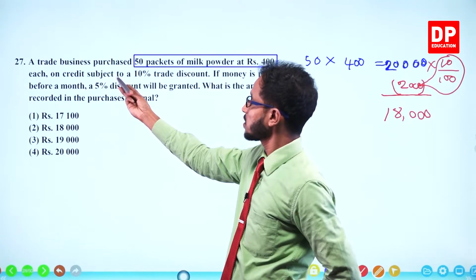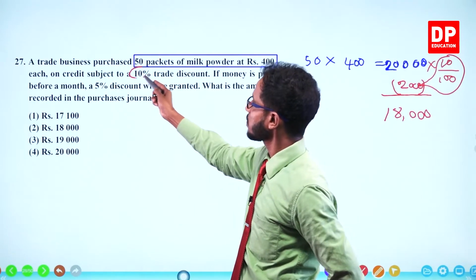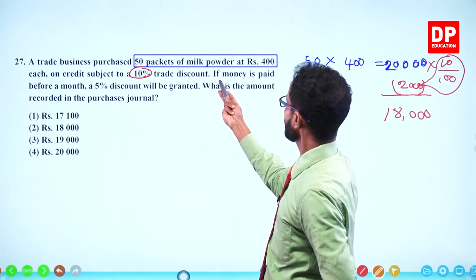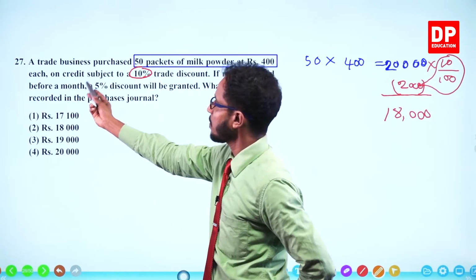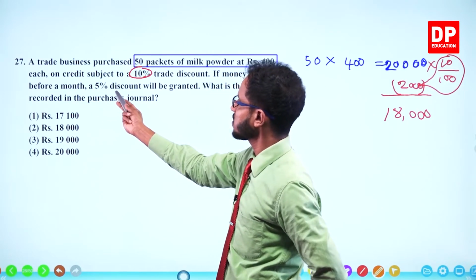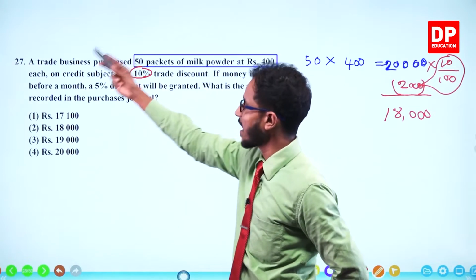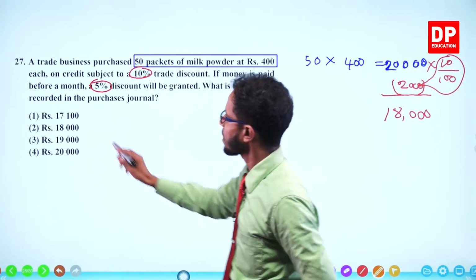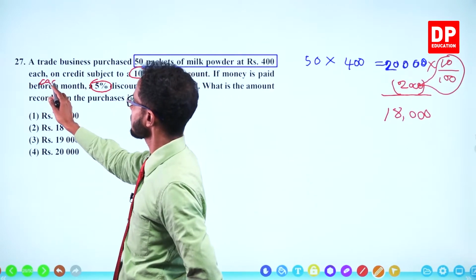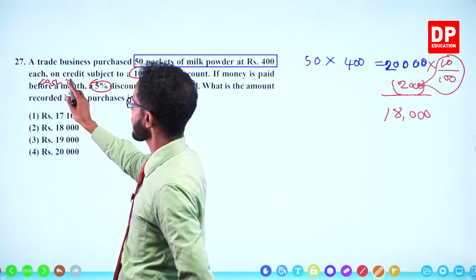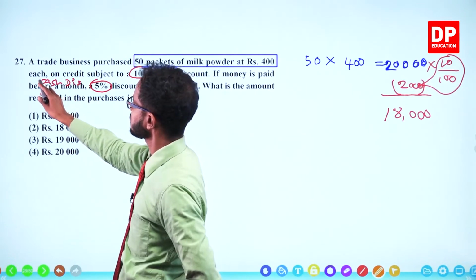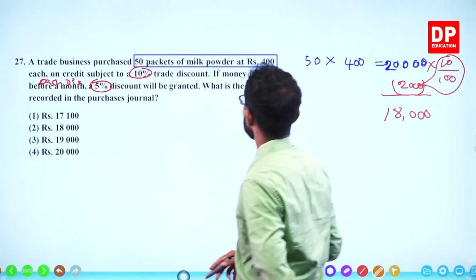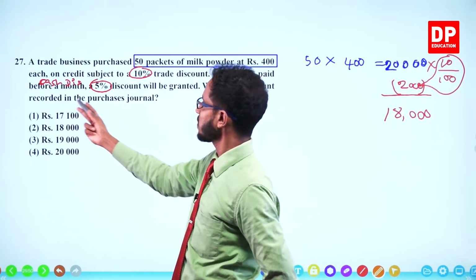Subject to a 10% trade discount. If money is paid before a month, a 5% discount will be granted. Again, this is a cash discount. What is the amount recorded in the purchase journal?